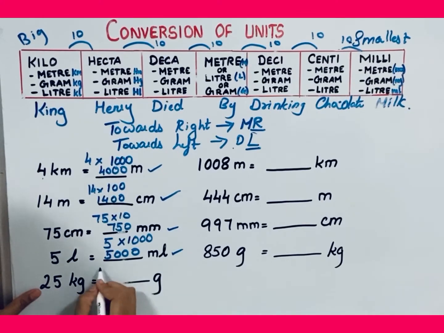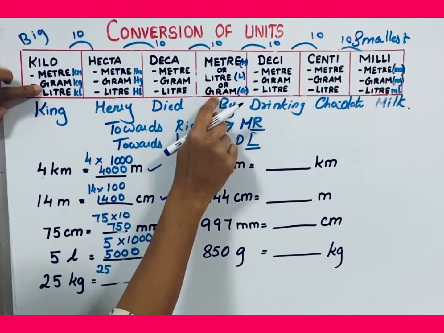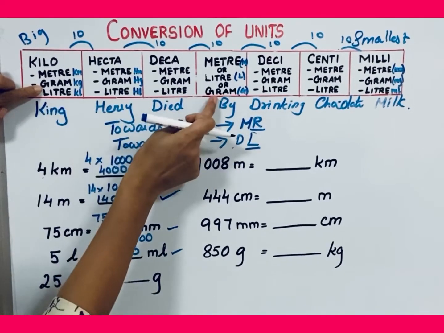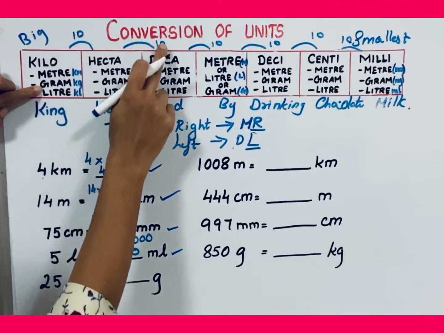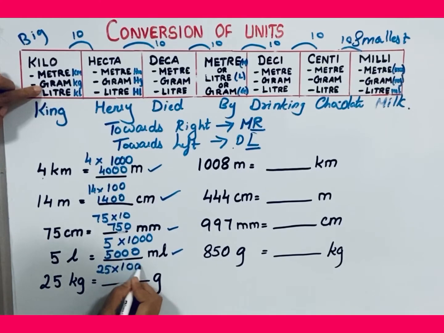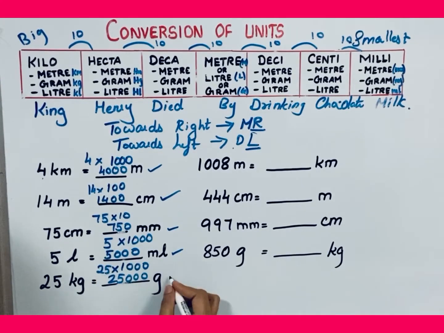Next, 25 kilogram to gram. So here take 25 and kilogram to gram. Kilogram is here. Gram is here. So moving towards right side, multiplication. And how many times you have to move? 1, 2, 3. So 1 with 3 zeros, that is 1000. 25 into 1000, it's 25,000 gram. 25 kilogram is 25,000 gram.